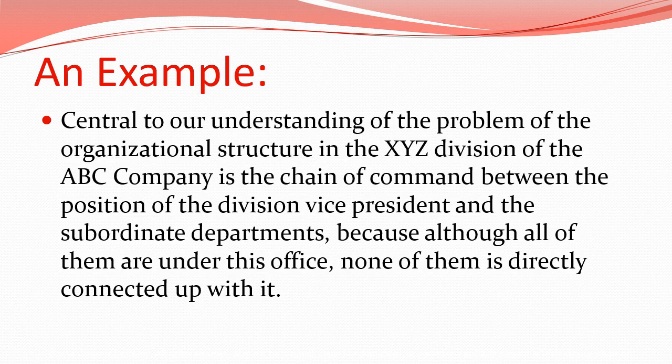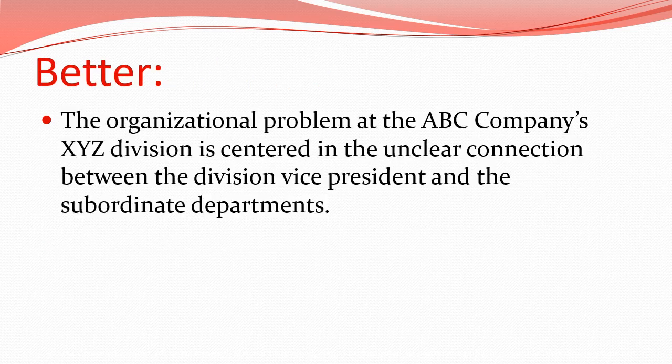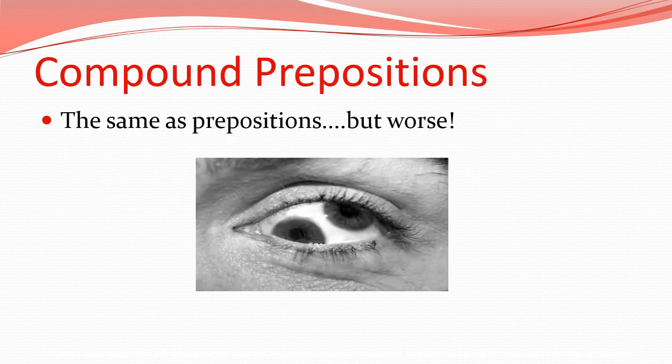Well, holy crap, that is one long sentence, and the word of allows us to keep on making it longer and longer and longer. What are the important points? Well, we know we got a chain of command issue, and we know that the division VP and subordinate departments are all under a specific division, but what does the statement even mean? We've put so many ofs in there, we can no longer even make sense of it. How about this? The organizational problem at the ABC Company's XYZ division is centered in the unclear connection between the division vice president and subordinate departments. Still a very long sentence that could be broken down even further.